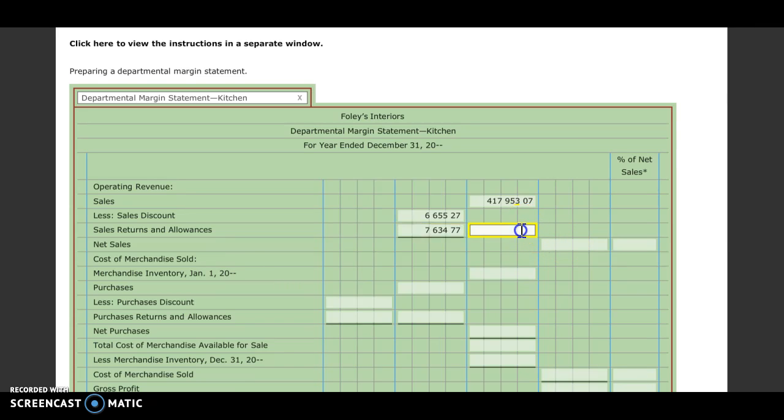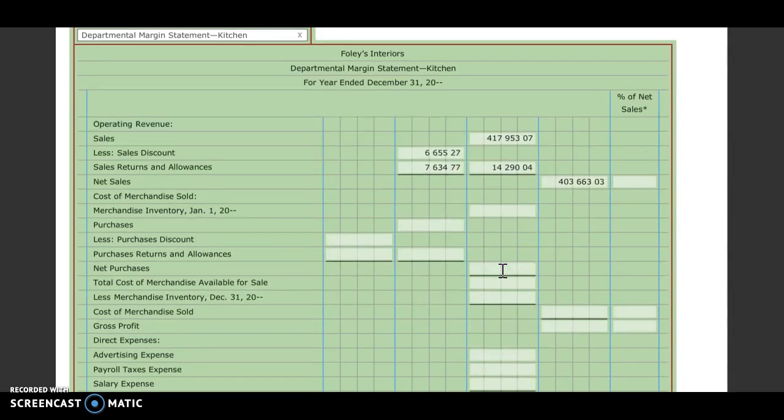For this one, I'm going to add those two deductions together. I should get 14,290.04. Now to figure out my net sales, I'm going to take my sales minus those deductions. And my net sales should be 403,663.03.